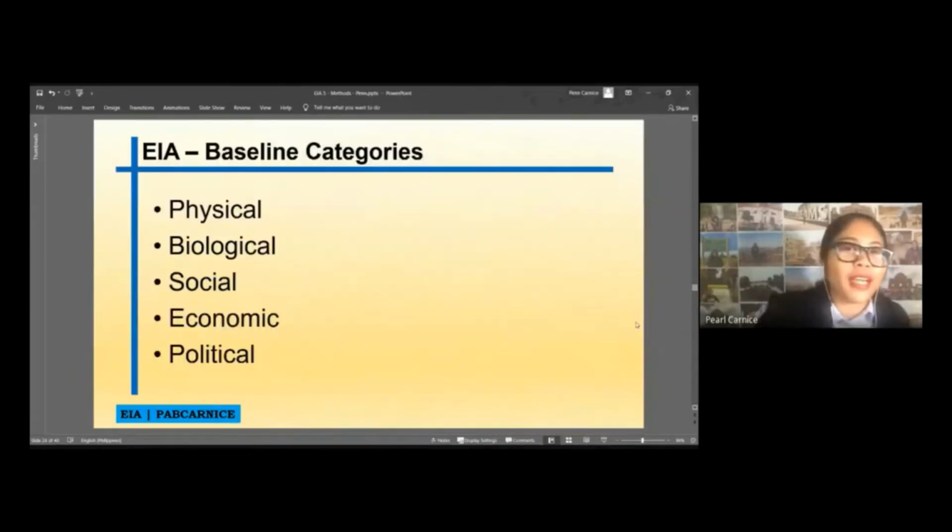Okay, so let's go now to the baseline categories. The baseline categories should have physical, biological, social, economic, and political. As you can remember, I explained this last meeting, and you may still remember the illustration with octagons. Was it octagons, or was it a heptagon, in which the ecosystem tends to have these different components: physical, biological, social, economic, and political. We also have the cultural, as I can remember.